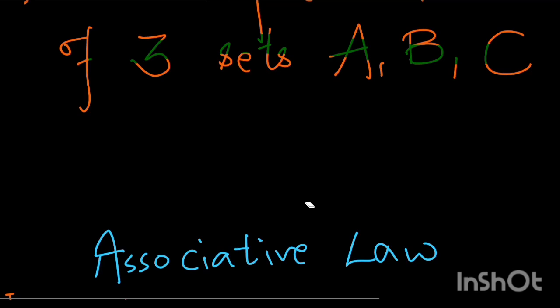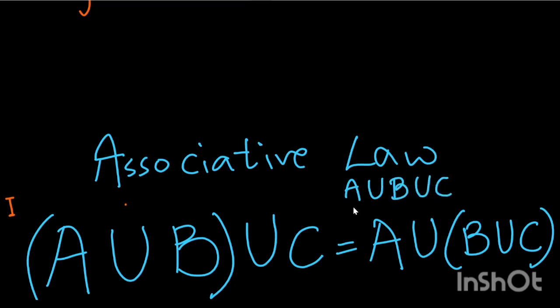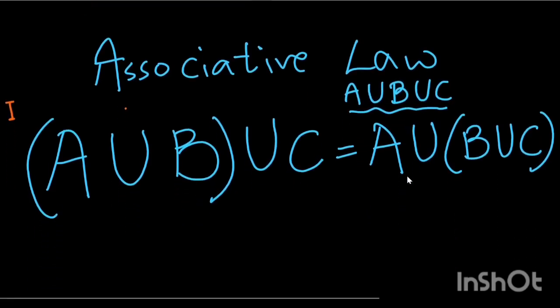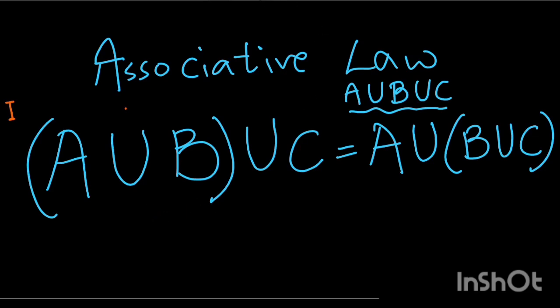The first is associative law. It is like this: if A union B union C is written simply without any bracket, I haven't placed any bracket here. So it means this: you can associate any two with a bracket. Like A union B, you calculate first and then you take union with C. Or else, you can take union of B and C, B union C, and then you take union with A.